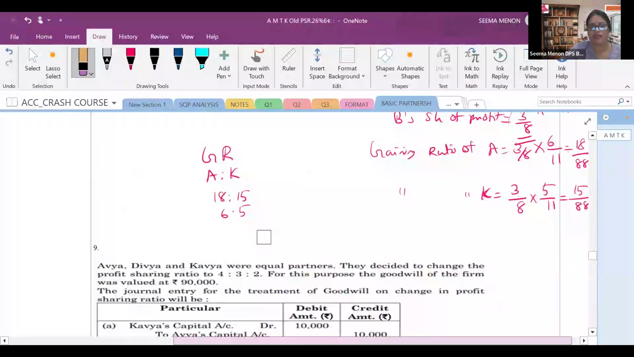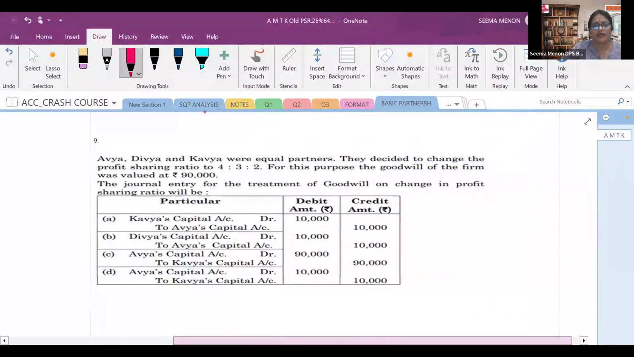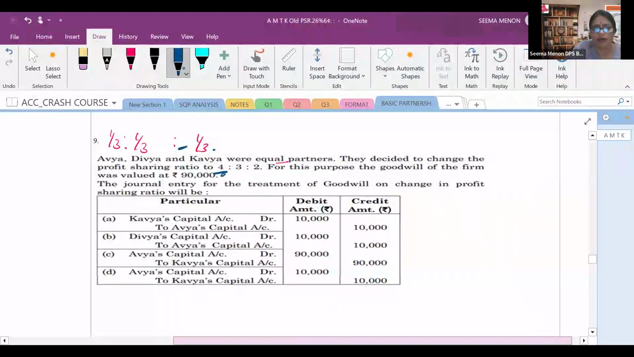Now moving ahead, the next question. Abhya, Divya and Kavya were equal partners. They decided to change the profit sharing ratio to 4:3:2. Equal partners means they share 1/3, 1/3 and 1/3. Now their profit sharing ratio is changed. How? 4 plus 3 is 7, 7 plus 2 is 9. So it is now changed into 4/9, 3/9 and 2/9.